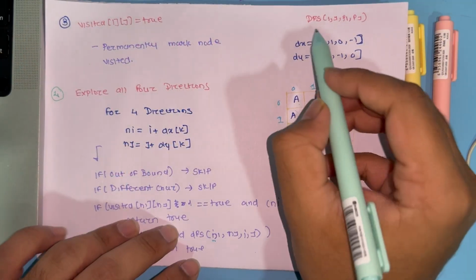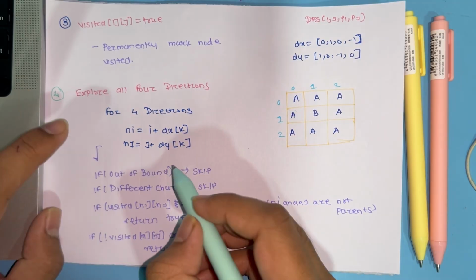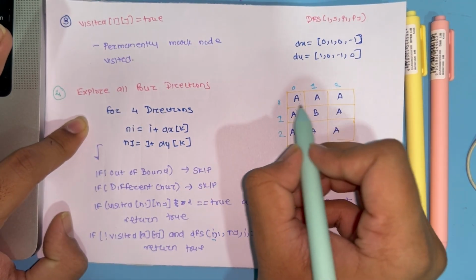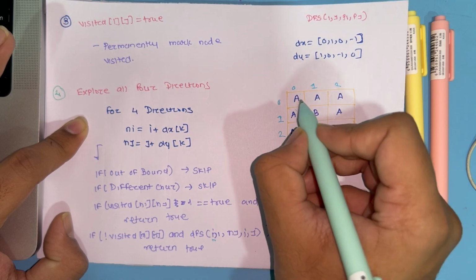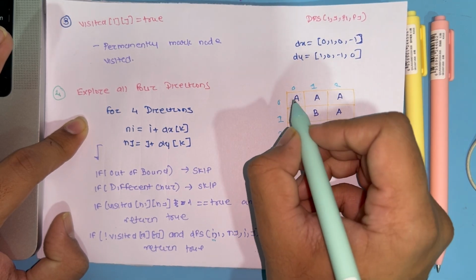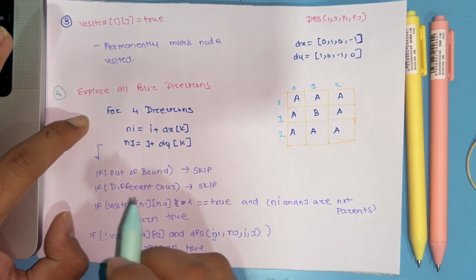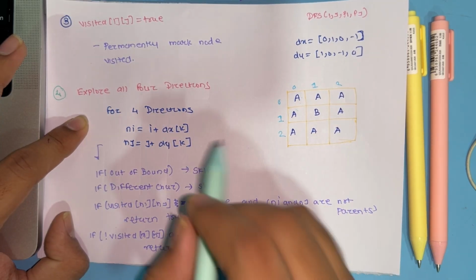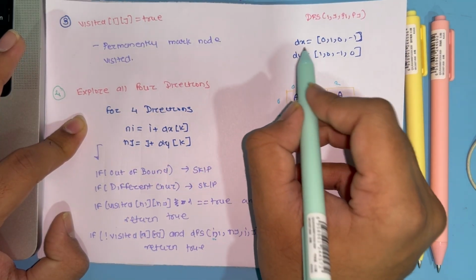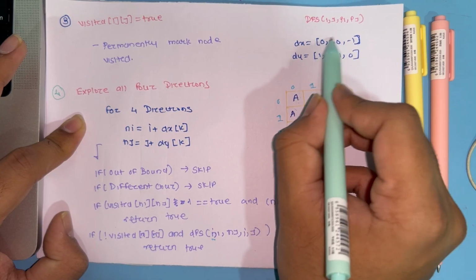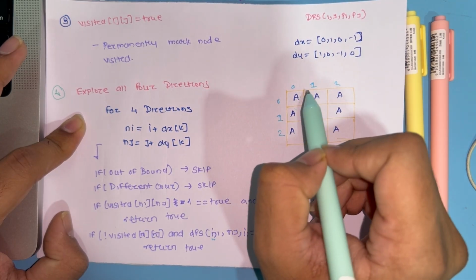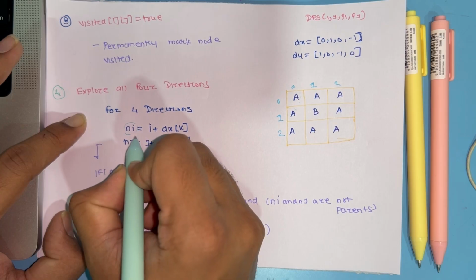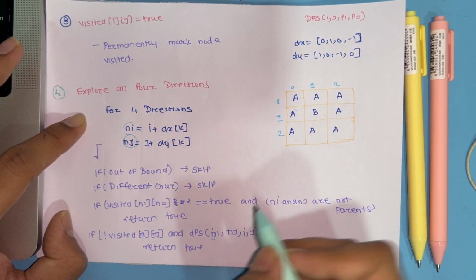Okay, in this DFS function, the first step we are doing is permanently marking the current cell as visited. So if we are visiting 0, 0, we will make visited of 0, 0 true. The next step is exploring all the 4 directions. For the directions I have taken dx and dy. So this will help you to move up, down, left and right. From this we are calculating the new i and new j which we need to explore.